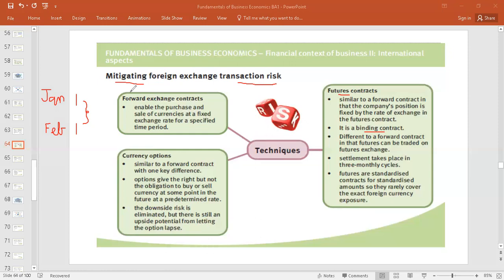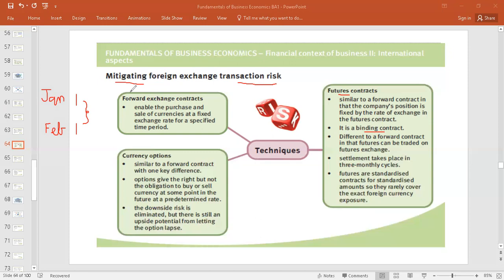But in case of futures, it is not so. It is a binding contract, different to a forward contract in that futures can be traded on the futures exchange. So they can be bought and sold. So they are traded on the exchange market. Settlement takes place in 3 months, 3 monthly cycles. Futures are standardized contracts for standardized amounts.